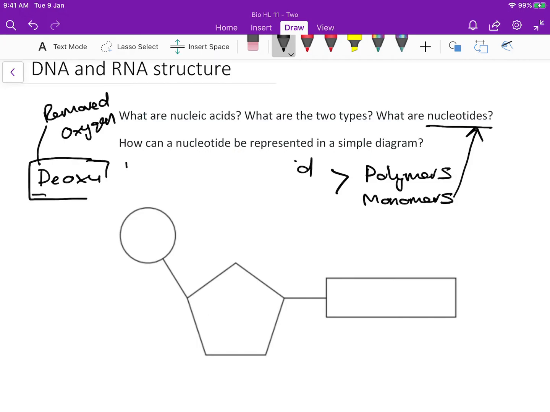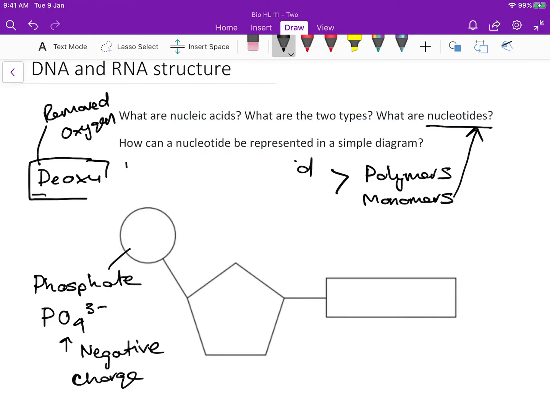So the circle is representing phosphate. It's a phosphate group, PO4 3-. So it's got this negative charge to it. And that's important for separating DNA. We can attract it. It'll attract two positives because of the phosphate.